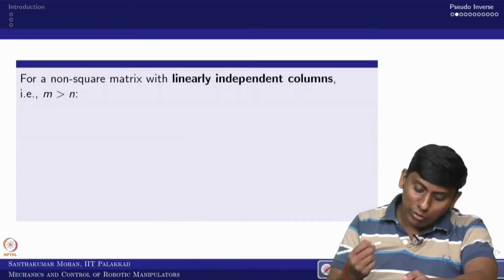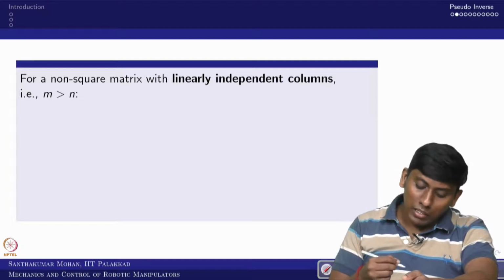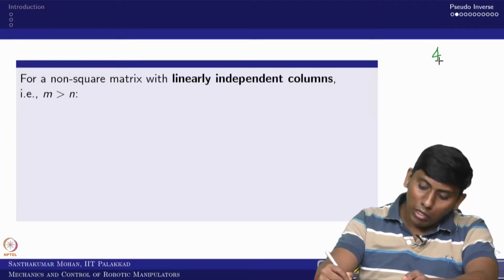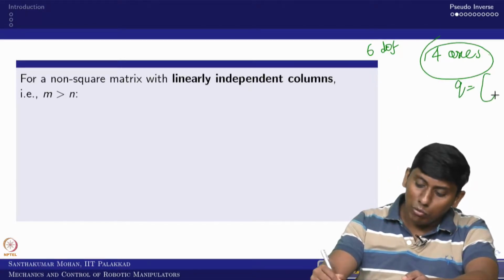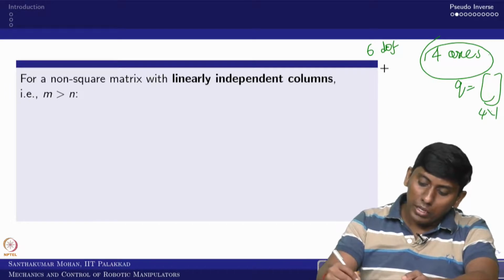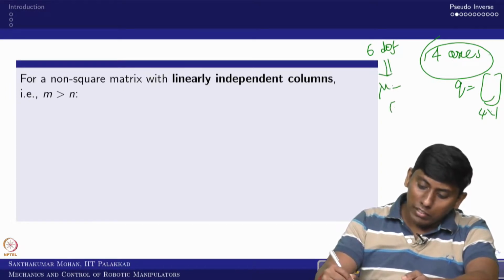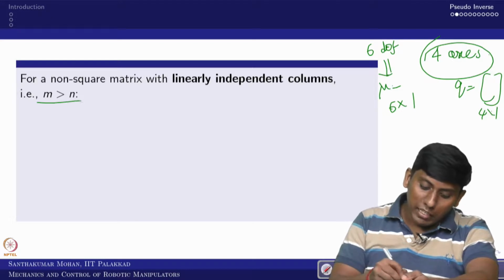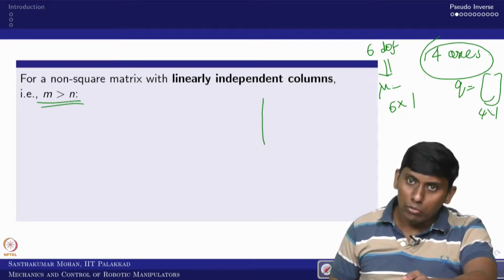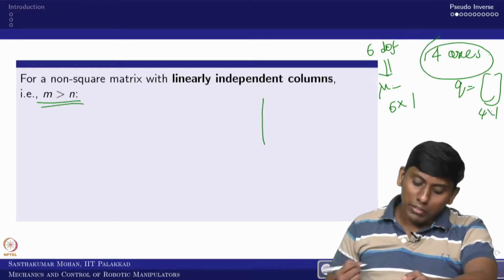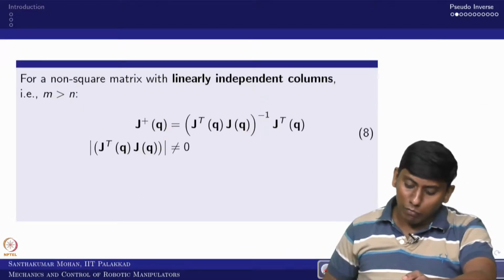But if m is greater than n, in the sense you have only 4 axes but a spatial, 6D system. Q has only 4 entries, but mu is 6 cross 1. So if that is the case, you have 6 equations but 4 unknowns. It is over specified. Then what you can do is the left inverse.